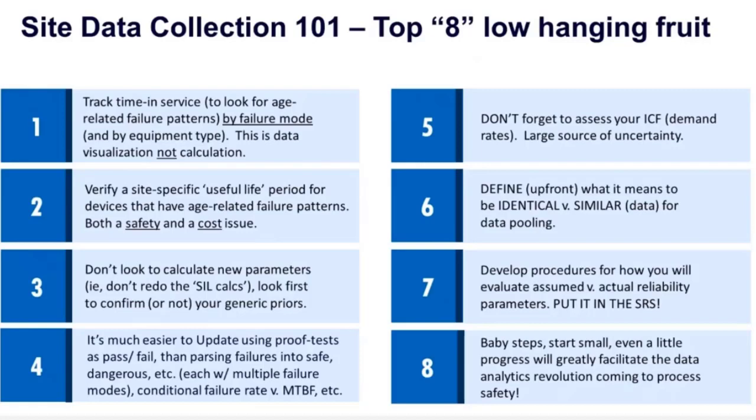Define upfront what it means to be identical versus similar data for data pooling. When you see the word similar in CCPS or anywhere in these functional safety standards, they really mean identical. To make valid comparisons, you should be using identical data, and anything off of that is going to produce uncertainty. So you need to make a decision up front: what is similar, what is identical, and how you're going to treat it. Develop procedures for how you evaluate assumed versus actual reliability parameters.